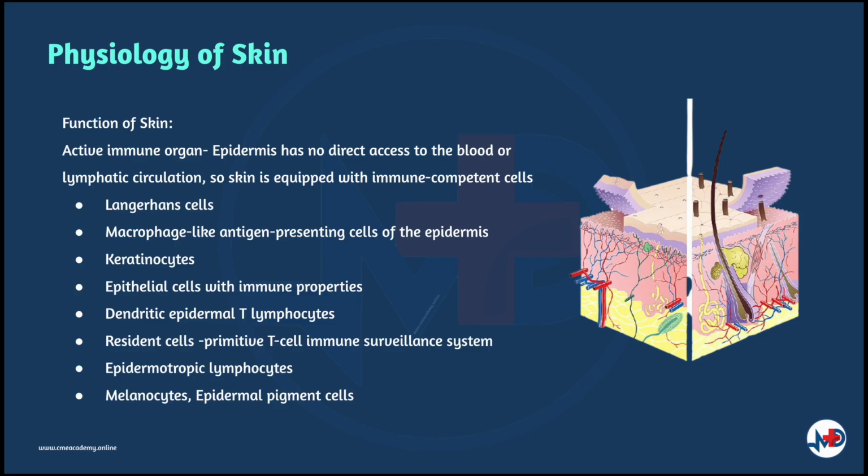In addition, keratinocytes are epithelial cells with immune properties. Dendritic epidermal T lymphocytes are resident cells of the epidermis that may serve as a primitive T-cell immune surveillance system. Epidermotrophic lymphocytes migrate from vessels in the dermis when needed. And lastly, melanocytes are epidermal pigment cells with immune properties. These properties allow skin to function as an immune organ.